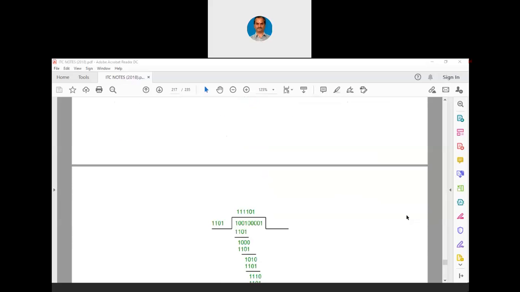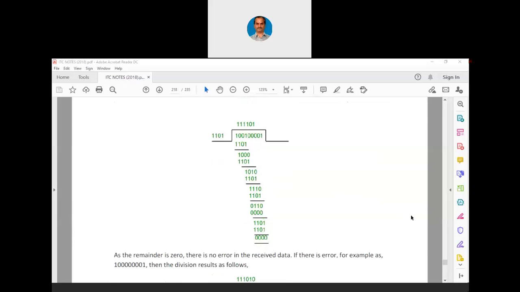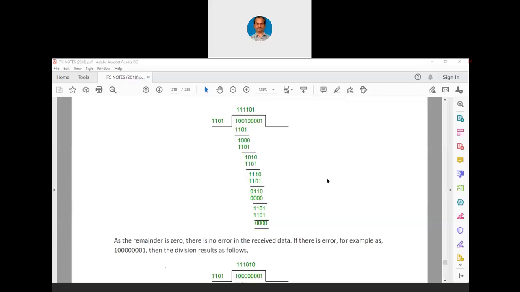So at the receiver now, what happens? The received data is 100, 100, 001. Now again use the same key which was used at the transmitter, and perform the division operations. The first one is 11101, and here 11 is 0, 01 is 1, 000, 11 is 0. Take the next 0.